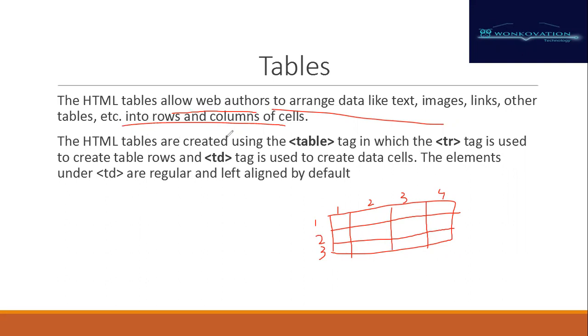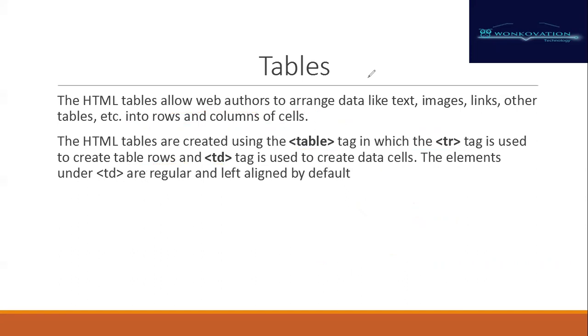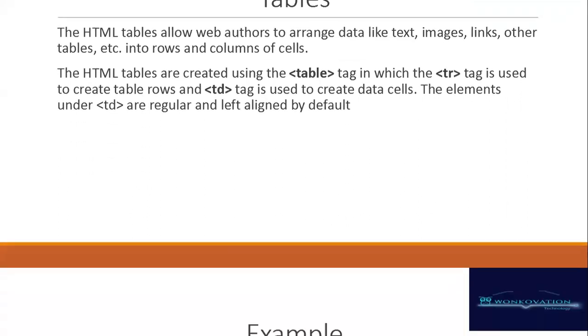In HTML, we create a table by using the table tag, and then we use the tr tag to create a table row. The tr tag stands for table row, and td stands for table data. The elements under the td are regular and left aligned by default. So whatever you write inside the td will be left aligned there, and it will be regular.